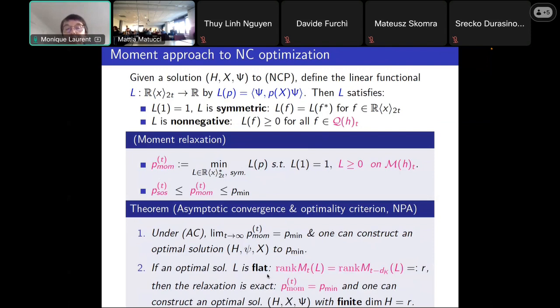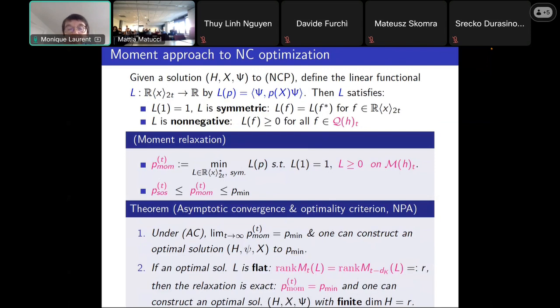Assume it is flat, which means that the rank of its moment matrix of order t is equal to the rank of its moment matrix of order t minus dk, where this dk is the largest half degree of the constraints. Then the relaxation is exact. So under flatness, the relaxation is exact. So the moment relaxation, the moment bound, is equal to the true minimum.